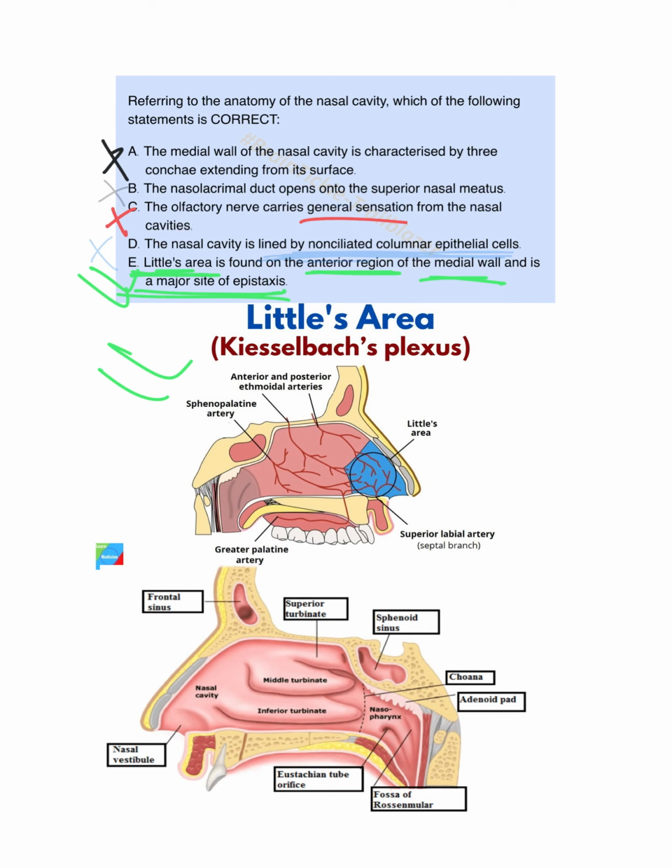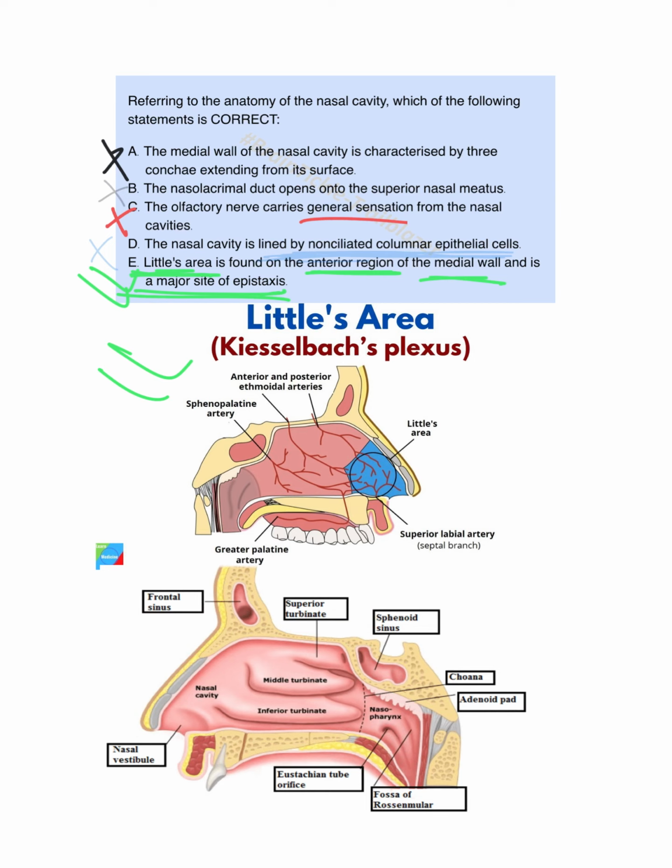It has 4 major vessels: the greater palatine artery, which is a branch of the maxillary artery; the sphenopalatine artery, which is again a branch of the maxillary artery; superior labial artery, a branch of the facial artery; and anterior and posterior ethmoidal arteries. These are the branches of the internal carotid artery.